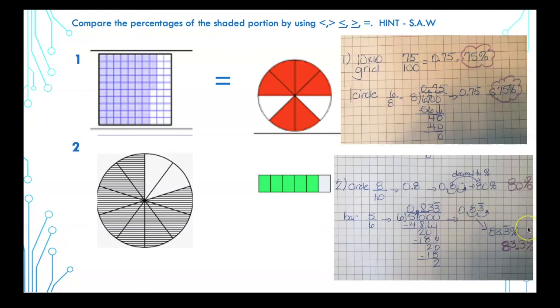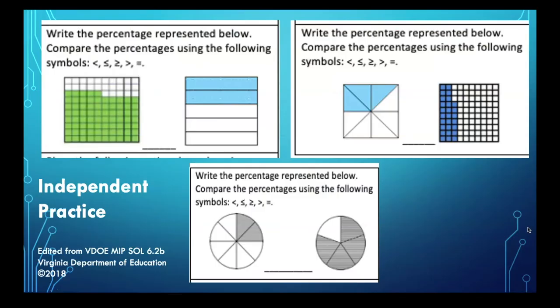So I need to change that then to a percent by, again, moving the decimal 2 places to the right, but I can't forget to add my 0.33333. I don't want to have to keep writing, so I put the notation bar and the percent over it. So when I look at these two, 80%, 83.3 repeating bar percent, very good. You should have had your circle graph less than your bar graph. Perfect. Good job. We're just rolling through this.